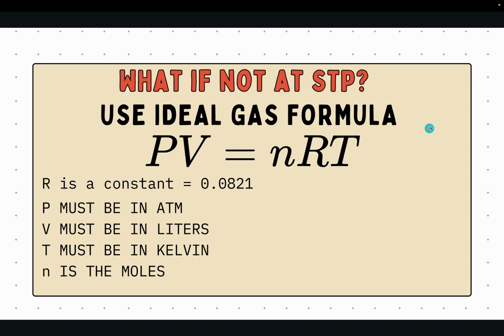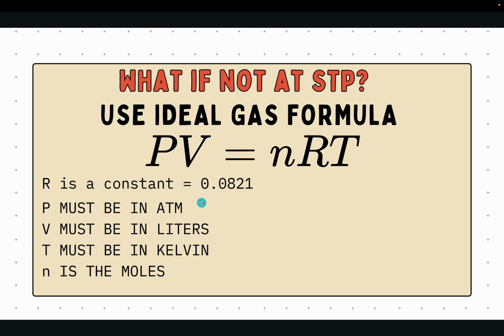Now, what if it's not STP? Well, unfortunately, there's a formula for that. It is called the ideal gas formula, and this is unfortunately also the majority of how real life is going to be. The formula goes PV equals nRT, or PVnRT. So P, as we know, stands for pressure, V stands for volume, n stands for the number of moles, T is temperature, and R is a constant called the ideal gas constant or the universal gas constant. It is 0.0821. R is 0.0821.